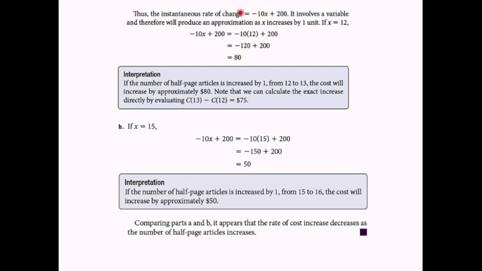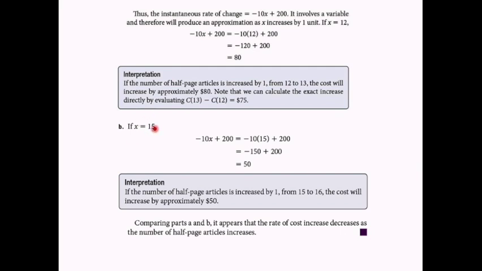Now, this is just an estimate because we're looking at it specifically at that instantaneous rate of change. If we want to find the exact difference between producing 12 and 13 half-page articles, we can just directly plug in 12 and 13 into that cost function and find the difference. So this is 75 to find the exact difference in cost.